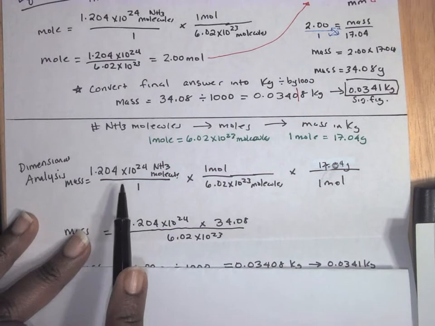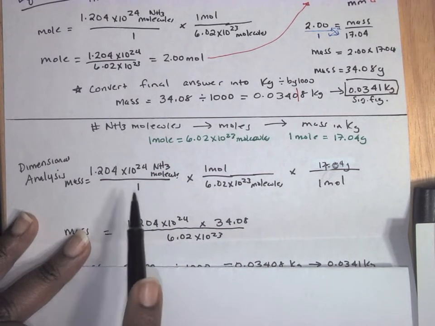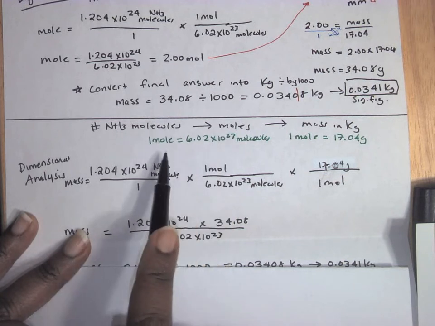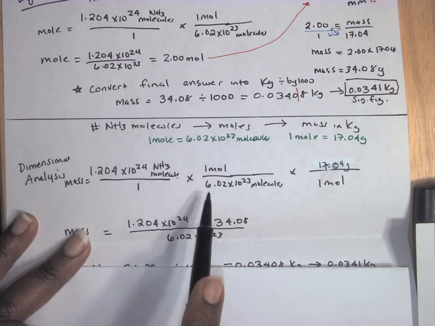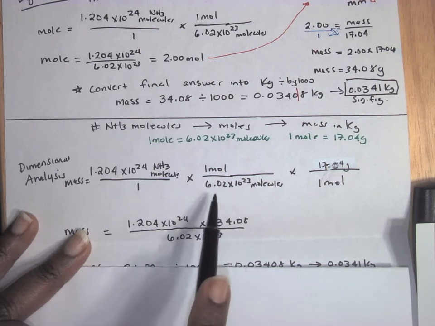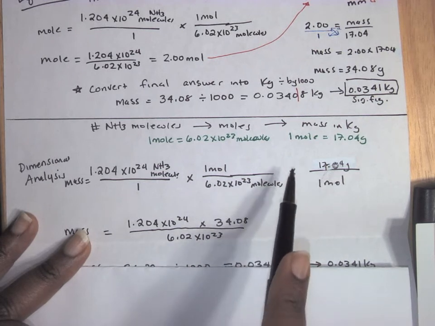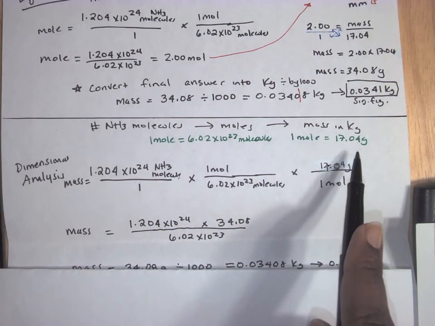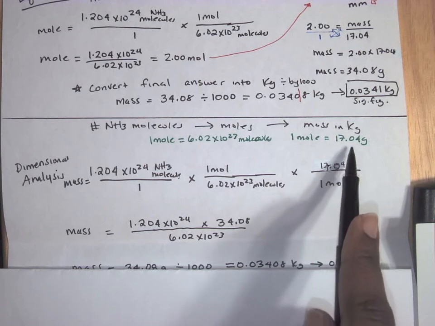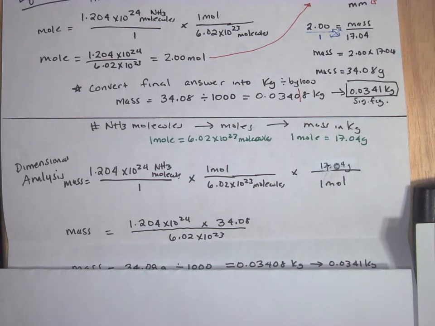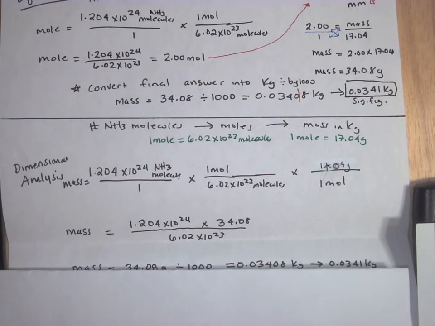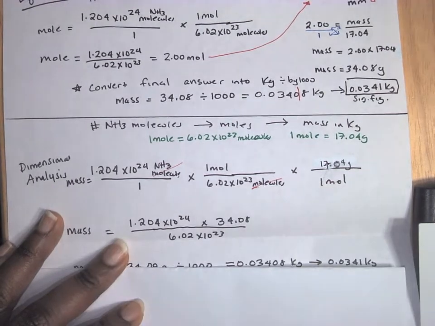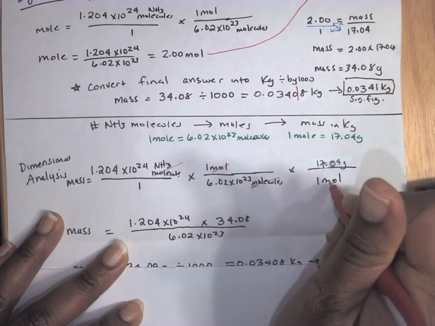We take our given, put it over 1 just to make it into a fraction. And then our conversion factor to go from molecules to moles is 1 mole is equal to 6.02 times 10 to the 23 molecules. That 1 mole goes on top, molecules go on the bottom. Then to go from moles to mass, we're going to use our molar mass, and then the mass will go on the top. The 17.04 grams goes on the top, and the moles goes on the bottom. And we can see here that our units do cancel out. So our molecules cancel out since they're opposite, and our moles cancel out, and so we're left with units of grams.